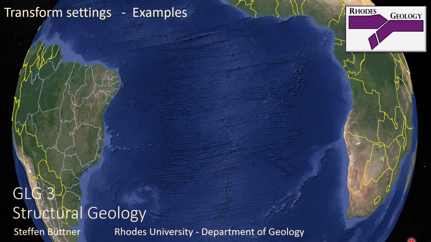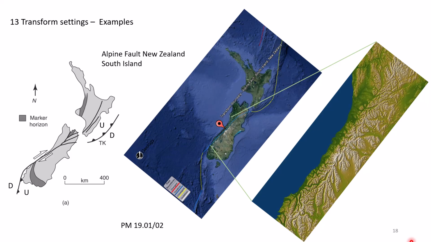Ladies and gentlemen, welcome to the second part of our video on transform settings, and in this part I want to talk about three important examples in which transcurrent and transform faults play a major tectonic role. The first one is the case of New Zealand.